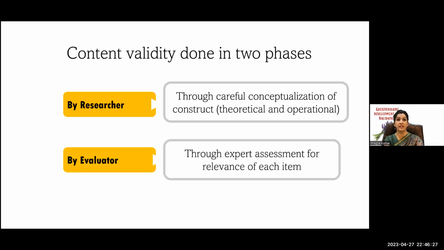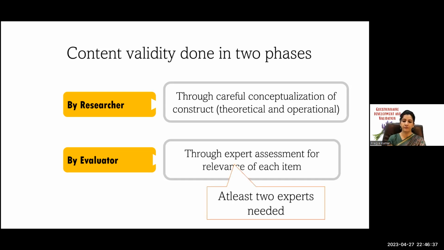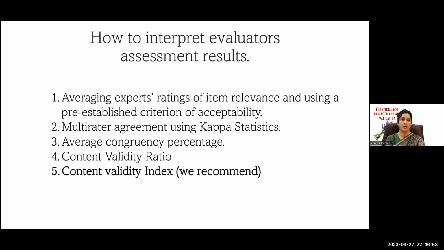Then content validity is done by the evaluator. That means you will invite experts and ask for the relevance of each item. There is no guideline on how many experts you should have, but at least 2 experts are needed for that external evaluation, if you are planning for the second phase of content validity. Now you give them a questionnaire. Like yesterday, we gave you the STARS questionnaire, and we asked you to revise and delete a few items, and if you wish, add a few items.